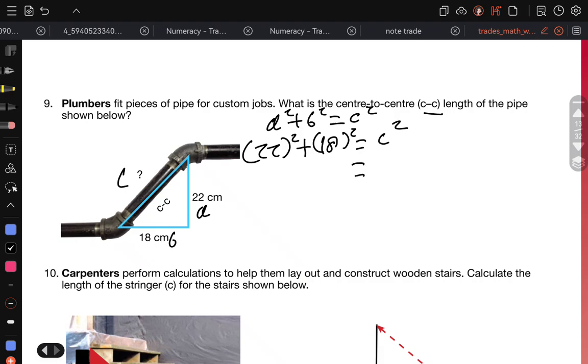How can we solve it? Let's put 20. Let's use our calculator. Just give me a second. Where is the calculator? Yep. Okay.